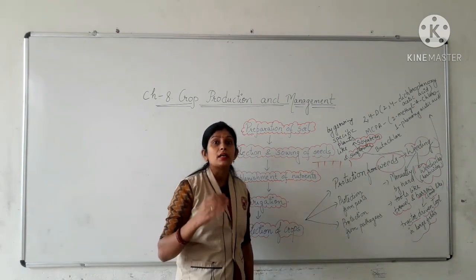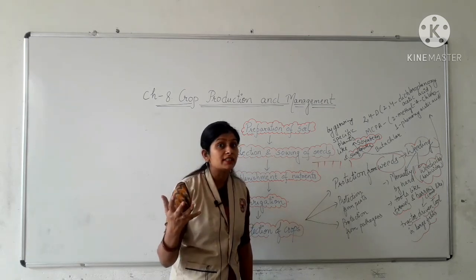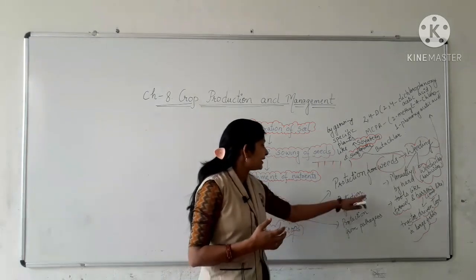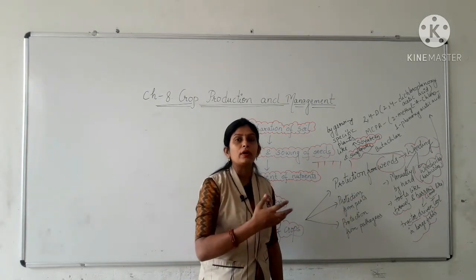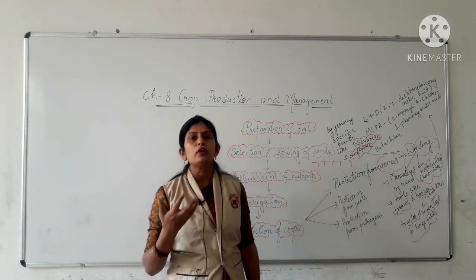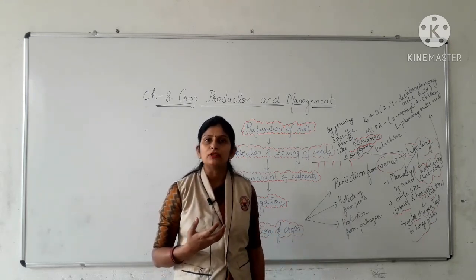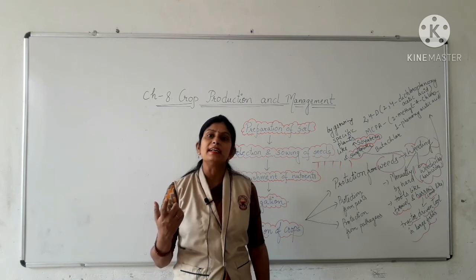Now there are some more factors or agents which can damage our growing crops, that are pests and pathogens. So how can we protect our growing crops from the attack or damage caused by pests or pathogens? That we will discuss in our next class.